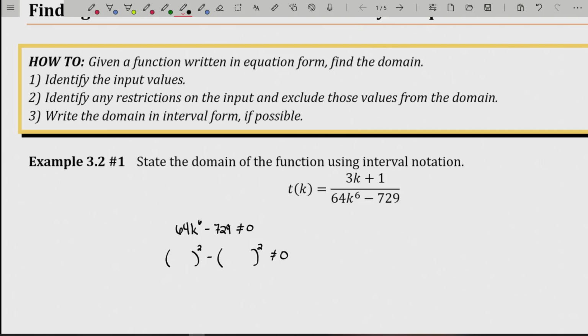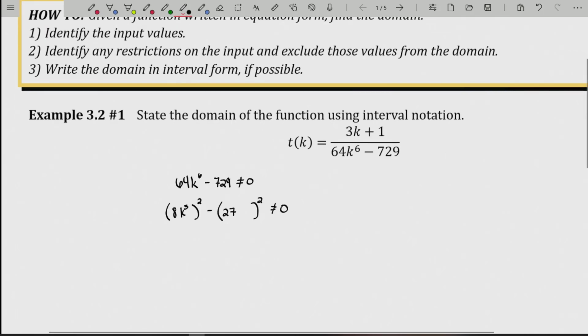So I know 64 is the same thing as 8 squared. I know that k to the 6th is the same thing as k cubed being squared. Now 729, you might not know what that is. But if you grab a calculator very quickly and take the square root, you'll find out that it's 27 squared. So that's a difference of squares. We have this first item, this last item. So we'll use the difference of squares formula.